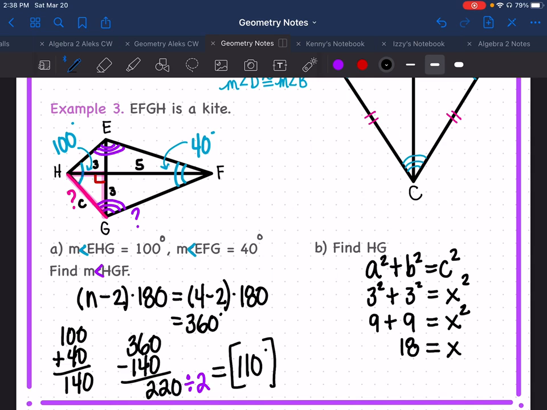And remember, the last step of the Pythagorean theorem is to take the square root of both sides. Now, the square root of 18 is not a whole number because 18 is not a perfect square. That just means that you're not going to get a whole number answer. You're going to get a decimal. And when I put it in the calculator, it would round to about 4.2.